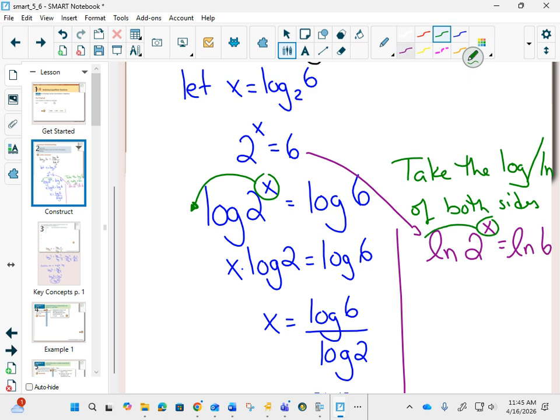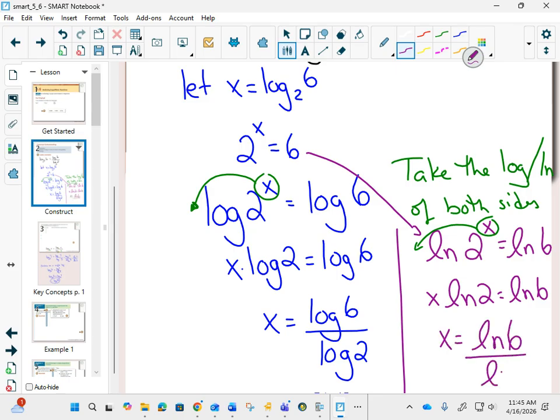A natural log is just a log with a different base. It's a base e. So all of your log laws are still true with natural logs as they would be with logs. So I can bring this x out in front. And I can get x by itself, opposite of multiplying is dividing. And I get x as the natural log of 6 divided by the natural log of 2.